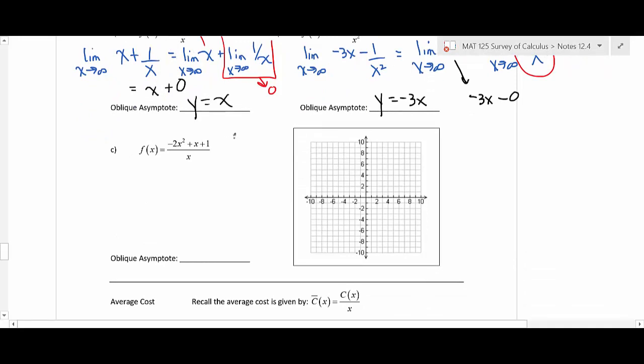And this one, first of all, why does it have an oblique asymptote? Because it's a higher power on top. Right, and it's bigger by 1, right? The degree of the top is 2, the degree of the bottom is 1. So there is an oblique asymptote.